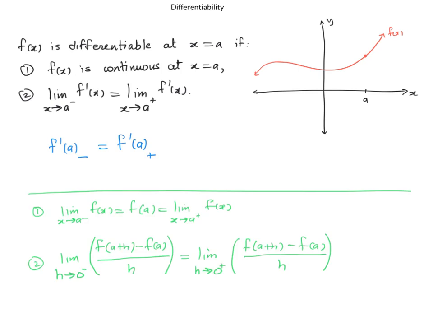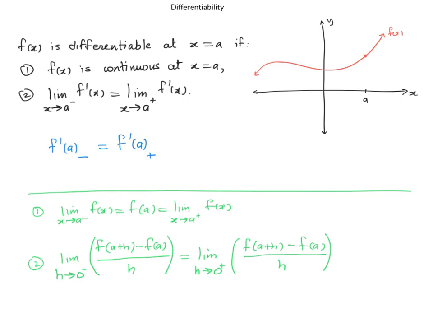Often this is written a little differently. This is the continuity part: the limit as x approaches a from the left of f of x equals f of a equals the limit as x approaches a from the right of f of x. And then they will write the statement about the derivative from the left and the derivative from the right being the same, the limits, this way.